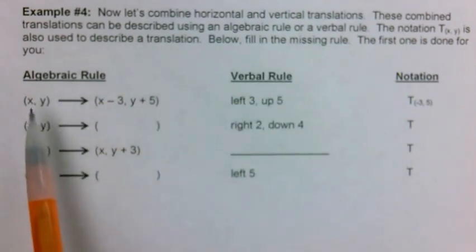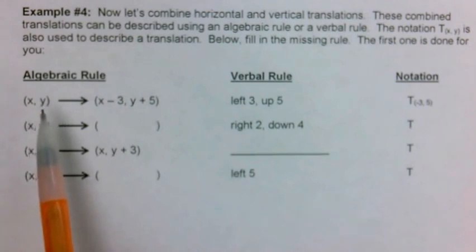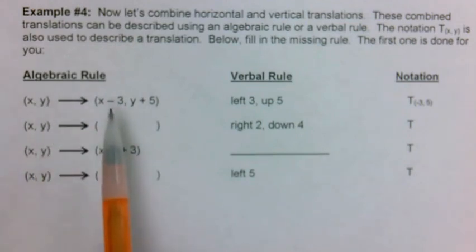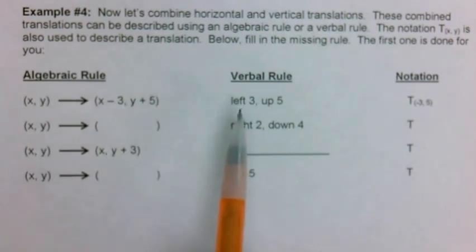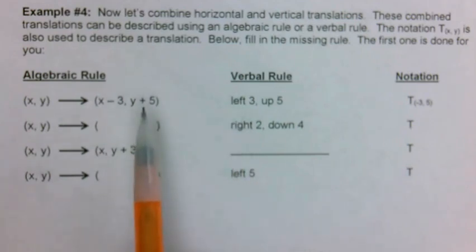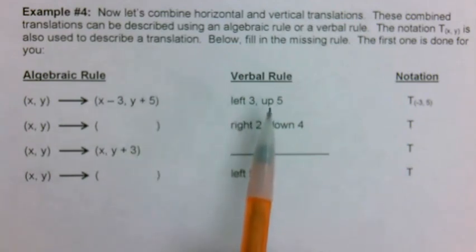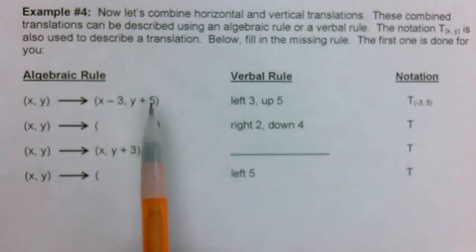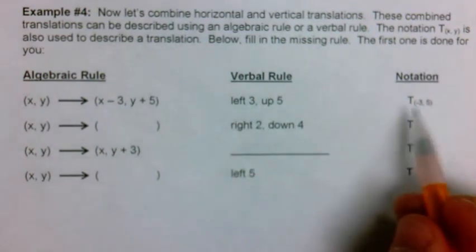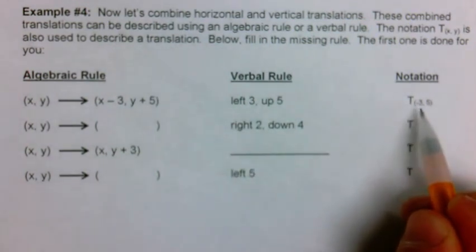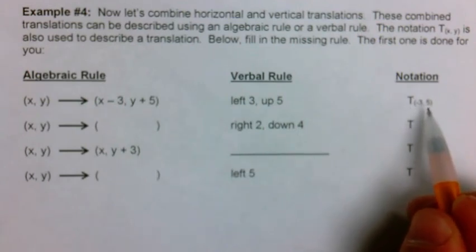So the algebraic rule, we took our point, our pre-image x comma y, we subtracted 3 from x, and we added 5 to y. When you subtract 3 from x, that means you're moving the point 3 units to the left. And when you add 5 to the y value, you're moving the point up 5 units. So x minus 3, y plus 5, we're moving left 3 and then up 5. The notation rule for that, capital T, and then negative 3 comma 5, meaning that we're going to subtract 3 from the x-coordinate, add 5 to the y-coordinate.